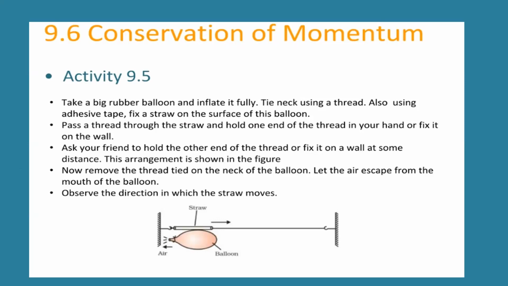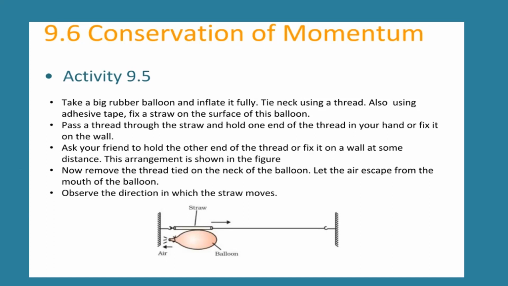Now, take a rubber balloon and inflate it fully. Close the neck using a thread, also using adhesive tape. Fix a straw on the surface of this balloon. Pass the thread through the straw and hold one end of the thread in your hand or fix it to the wall. Ask your friend to hold the other end, or fix the thread to the wall at some distance. This arrangement is as we showed here.